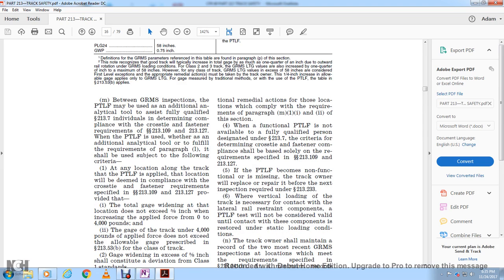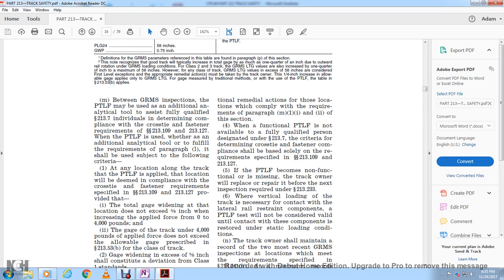Between the gauge restraint measurement system and the inspection with the portable track loading fixture, an additional analytical tool may be used by fully qualified individuals to determine compliance with the cross-tie fastening requirements of 213.109 and 213.127. The portable track loading fixture is used as an additional analytical tool to fulfill the requirements of paragraph 1.